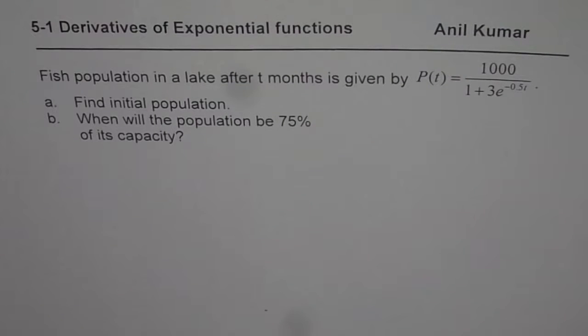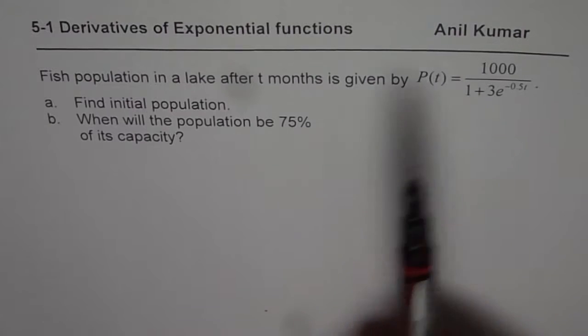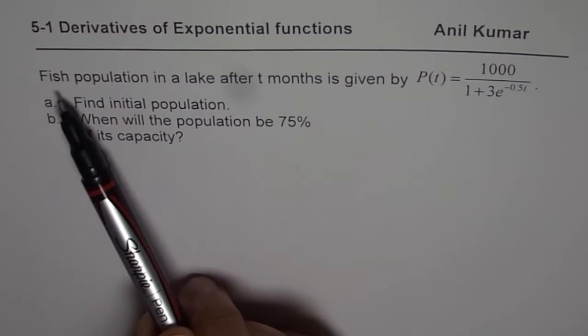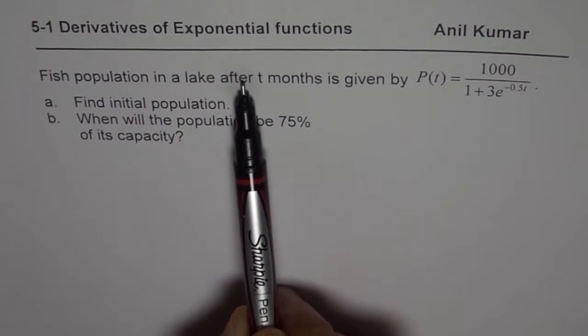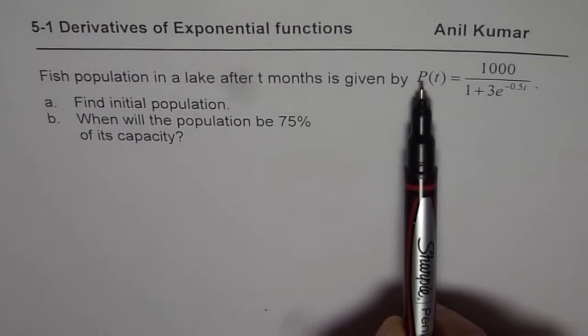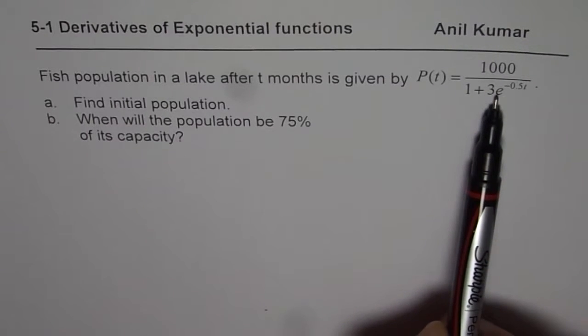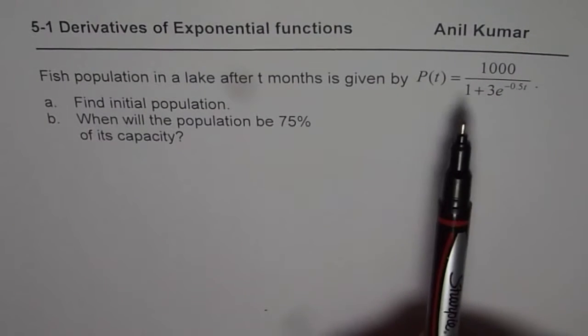I'm Anil Kumar. We are discussing a particular example on exponential functions which will remind you of solving exponential equations and then take you to the next level of finding derivatives. In the previous video, we solved part A of this question. The question is, fish population in a lake after t months is given by p of t equals 1000 divided by 1 plus 3 e to the power of minus 0.5 t.